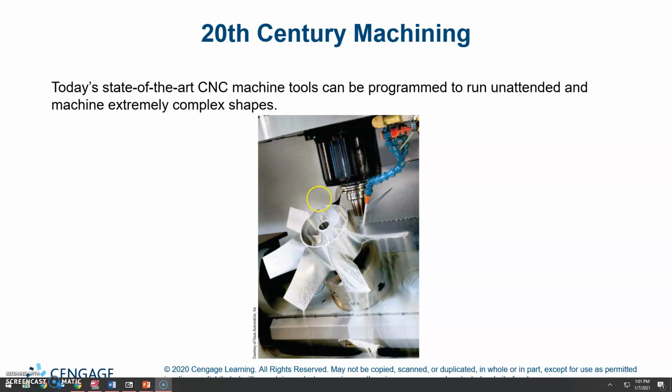Today's state-of-the-art CNC machine tools can be programmed to run unattended and machine extremely complex shapes. So here you see a CNC mill. It's doing a propeller of some sort, and it's rolling around back and forth.